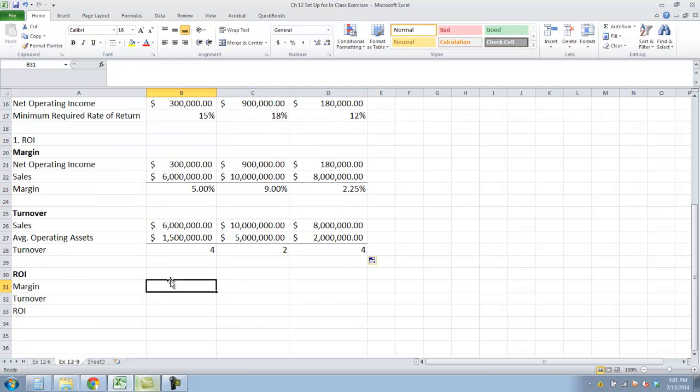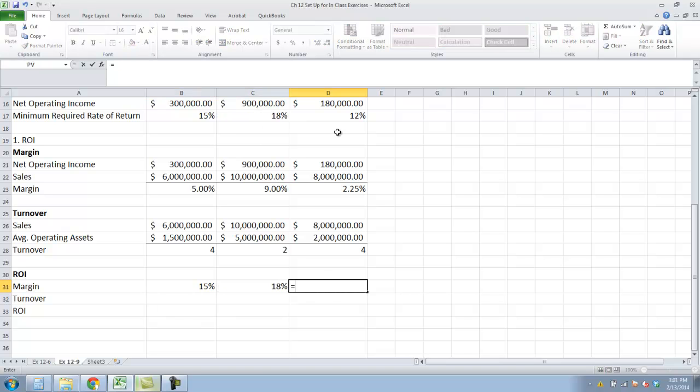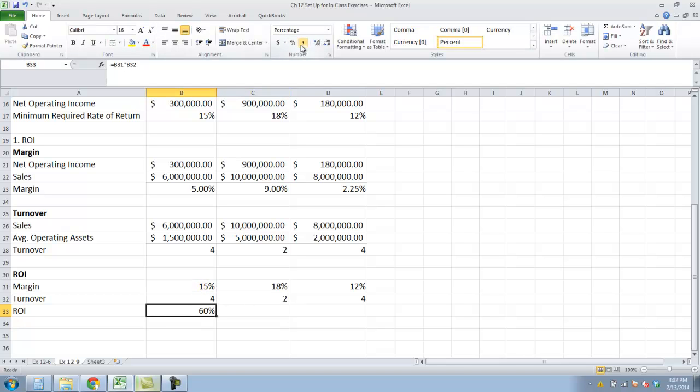Now we're going to take our margin that we calculated in 1, and our turnover that we calculated in 2. And now we're going to multiply to get ROI, or return on investment. And I'm going to drag my formula over. So this division has a 60% ROI, this division has a 36%, and this one has 48%.